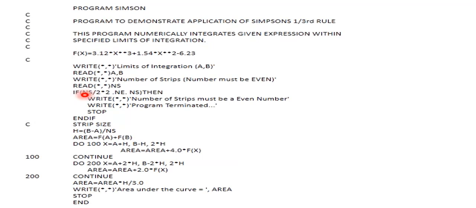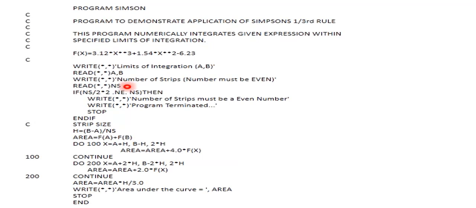To check whether the value is even or not, we divide ns by 2 and again multiply it by 2. If we get back the same number, then that means ns is even. But if it is not equal, then it means it is odd. In that case, we stop the program execution. So we display this message: number of steps must be an even number, and then we terminate the program using the stop statement. Otherwise, the program continues.